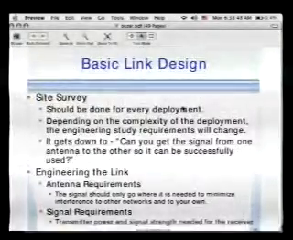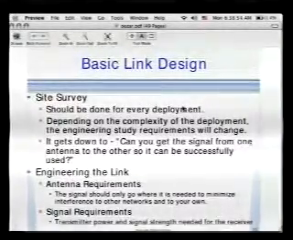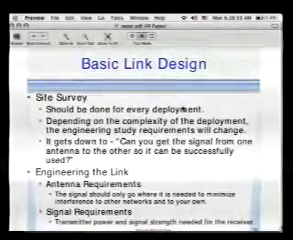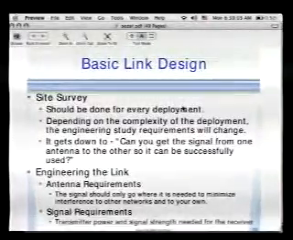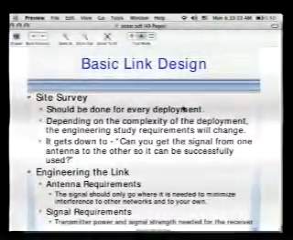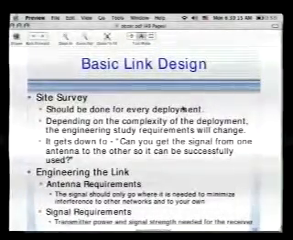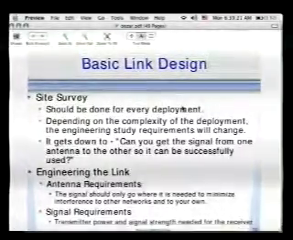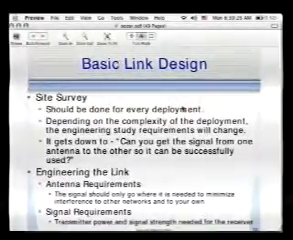So there are two vectors you have to work with in designing an RF link. One is the power to get it to the location, and the other is the amount of turf that you're covering. Again, I don't want to cover that turf because somebody else is using it, but I just want to cover this turf over here. So the basic link design to get from this podium to over in the corner has to be done for pretty much every deployment. Depending on the complexity of the deployment, the engineering study requirements will change. It gets down to, can you get the signal from one antenna to the other so it can be successfully used? So we're going to talk about engineering the link.